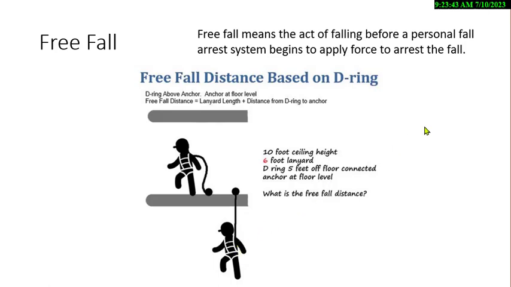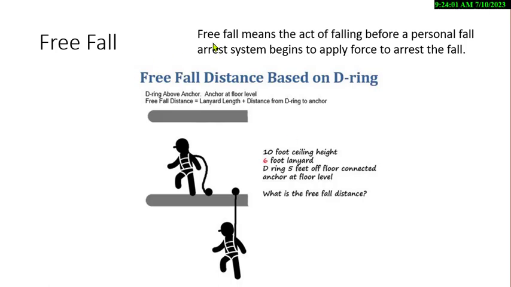Okay. Hey, John? Yes. So I think where I tend to go is I make an assumption, which is bad, that there is a shock-absorbing lanyard included. So if it does specifically say that, then don't include that 3.5 feet, right?